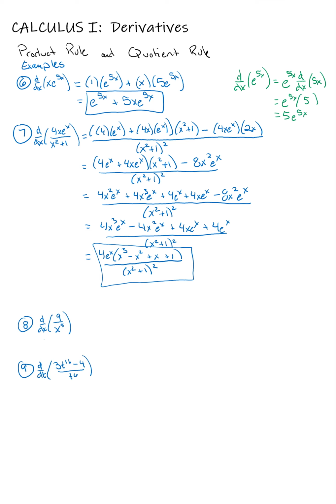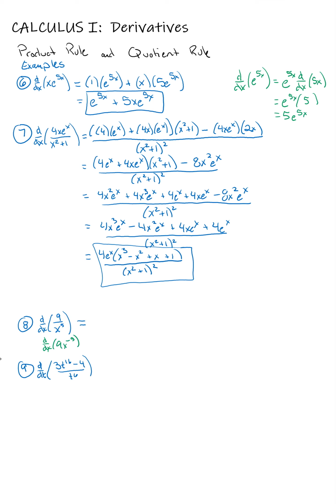Now let's try to find the derivative of 9 over x to the 5th. Yes, I know you can write this as 9x to the negative 5th and then take the derivative using the power rule, but I want to just exemplify the quotient rule again. So I'll treat 9 as the first and x to the 5th as the second function. So again, yes, you could use the power rule, but I just want to give you a little more practice using the quotient rule.